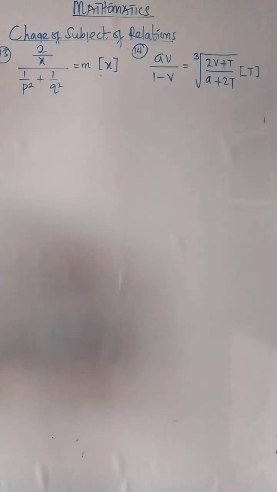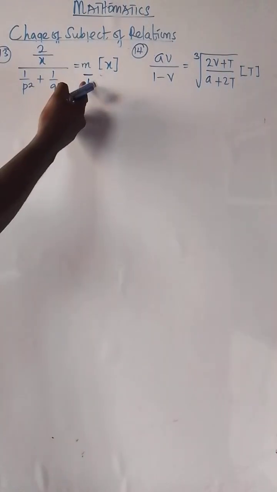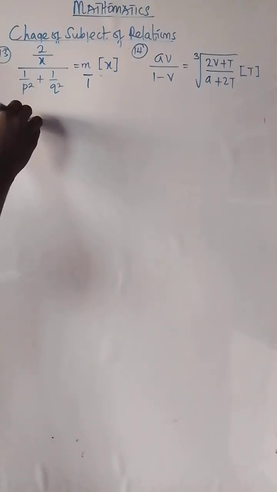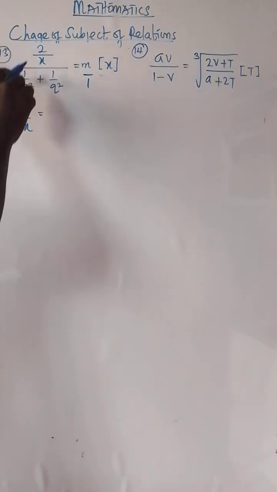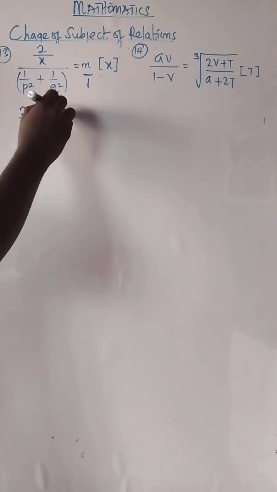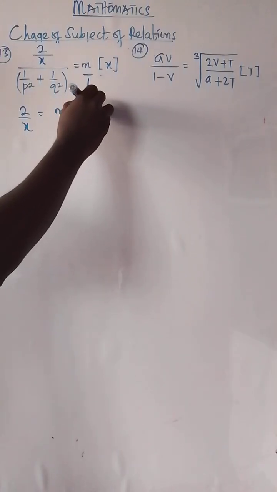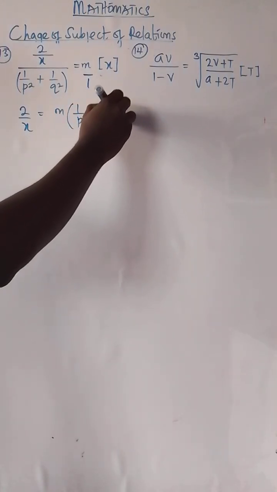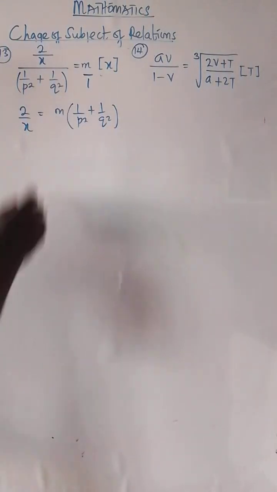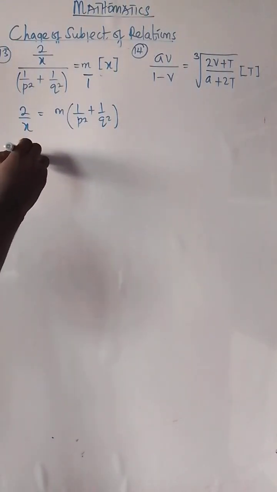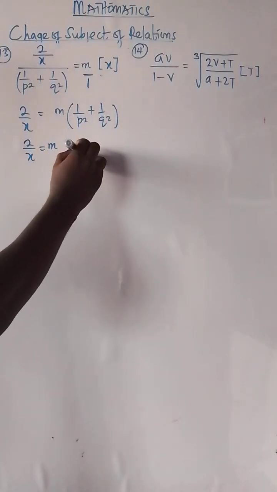So, similarly, I can just write it as over 1. So, 1 multiplied by 2 over x, we have 2 over x. Then m multiplies everything we have here. So, I'll just write m multiplies 1 over p squared plus 1 over q squared. So let's try to write this one as a simple fraction. So this is 2 over x. Let's leave the m outside. For this, the LCM is what? P squared q squared.